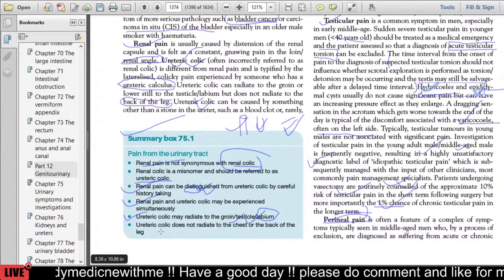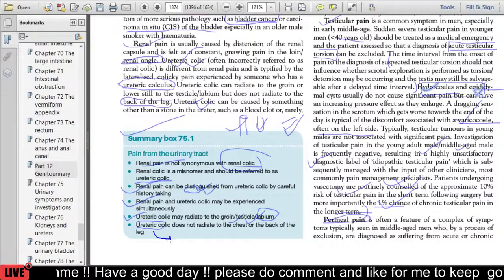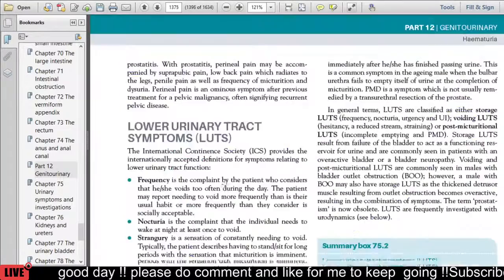Okay, which means renal pain might radiate. This means renal pain might radiate.